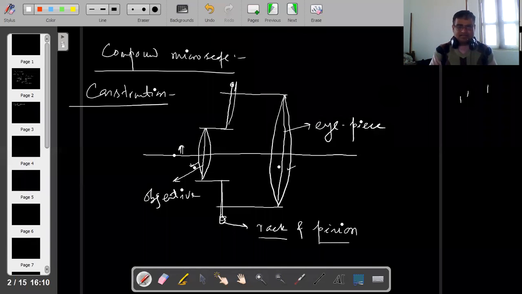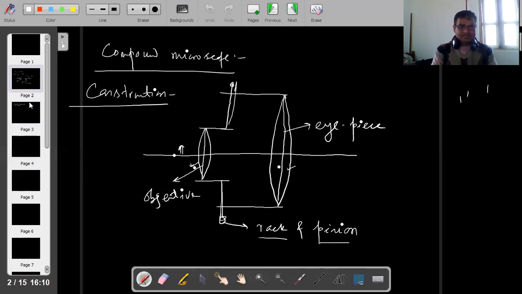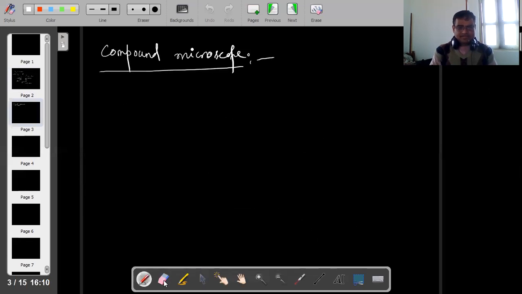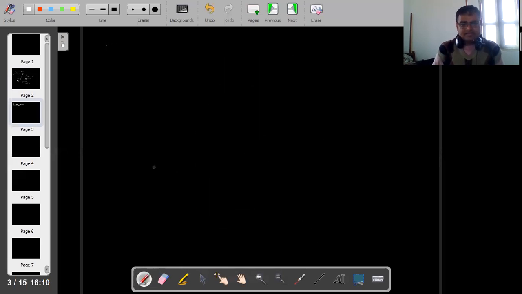Yes, sir. Now construction. The ray diagram I have to draw now. Look here. Draw the diagram just as I draw it, otherwise you will have to meet me outside the class. Clear? First you have to draw the small lens, this is the objective. Then what is this? The eyepiece.